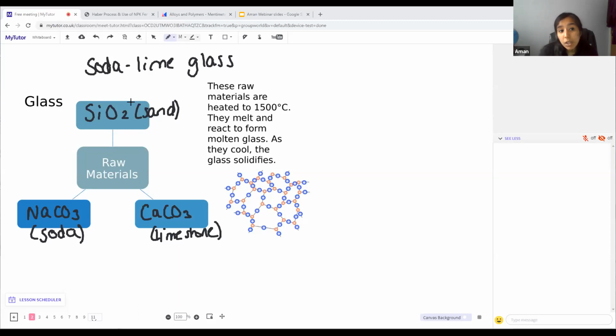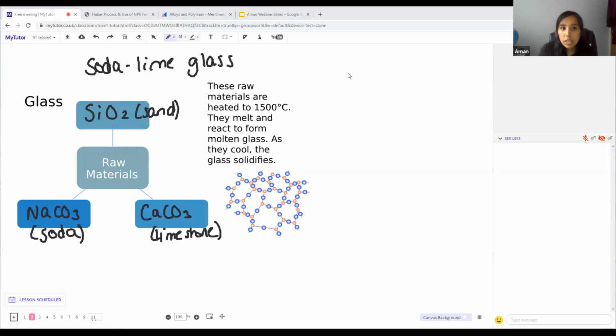So the key things are what the raw materials are, the two steps which involve melting and cooling. You can see we have to melt to quite a high temperature, 1500 degrees, and the fact that it's got an irregular structure makes it brittle when you hit it.